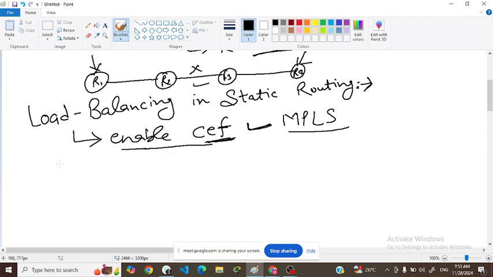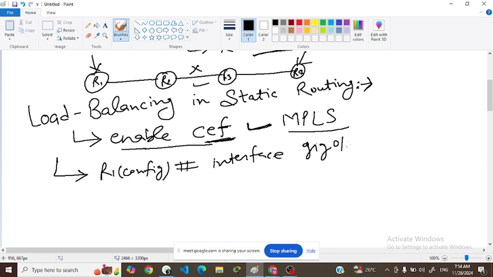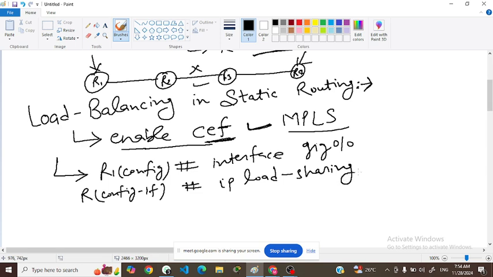Okay. After that, the second thing: once you enable CEF on a particular router, then you will go to that router's interface, and you will have to write the command ip load-sharing per-packet.